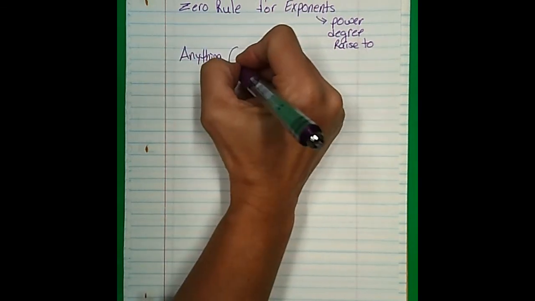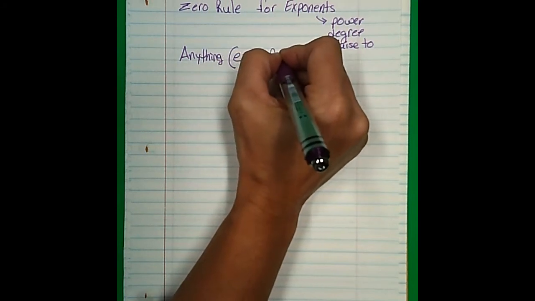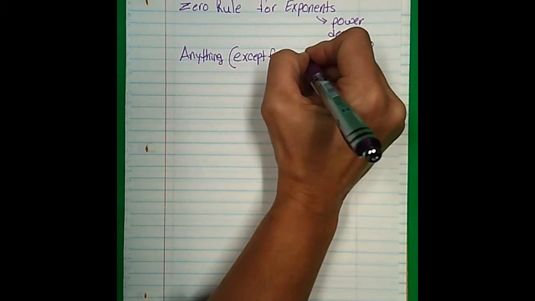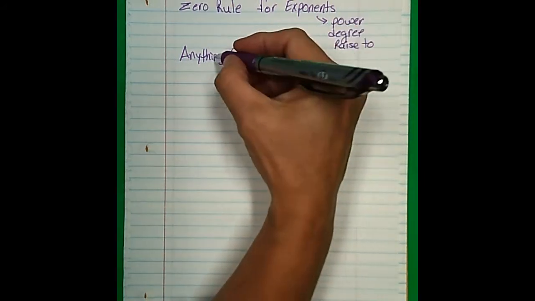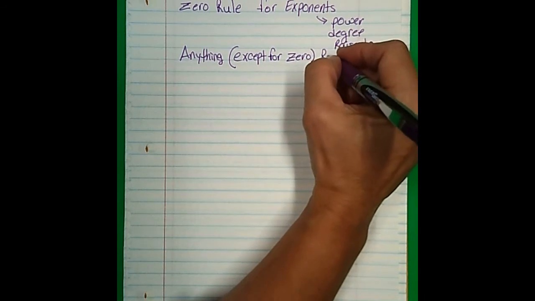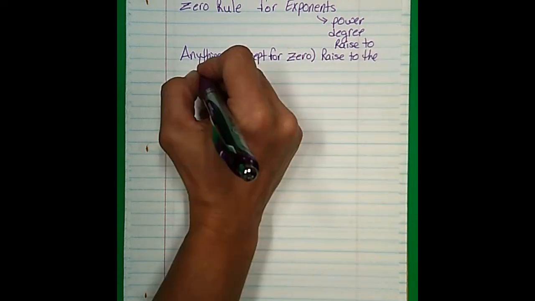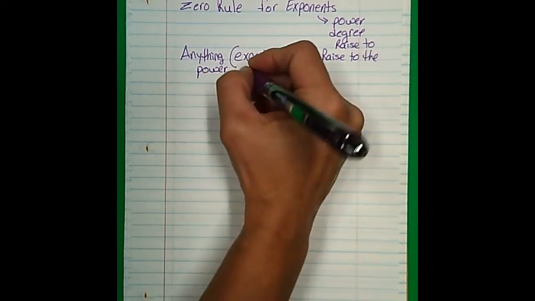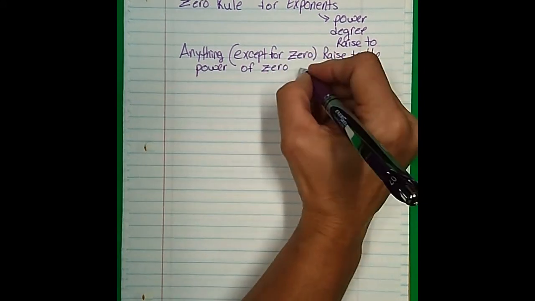and then I'm going to put parentheses. I'm going to say except for 0. Okay? So this is excluding 0. Anything raised to the power of 0 is 1.